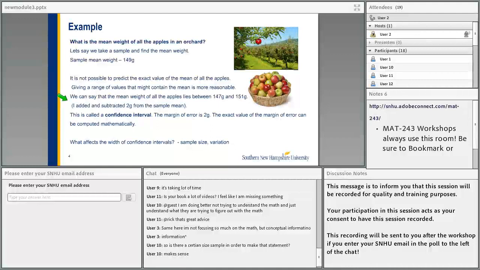So if all the apples are medium and above medium in their weight, then obviously the mean that I calculate and consequently my confidence interval will be more accurate.